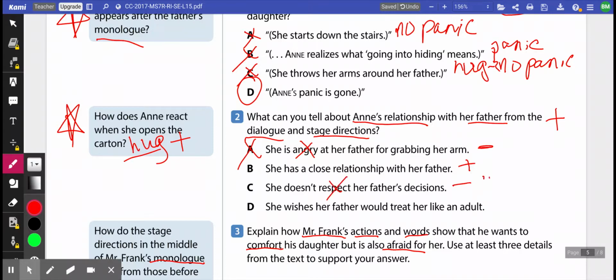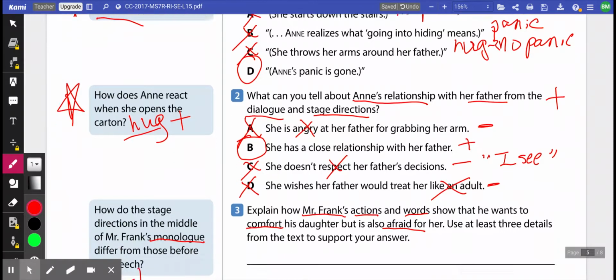She even says, I see, agreeing with him that she can't go outside. She doesn't fight him, doesn't argue. So that can't be our answer. D says she wishes her father would treat her like an adult. There's nowhere in the text, that's also kind of negative, that she thinks this at all. That's not even part of the play. So that leaves us with our best answer and only positive one to go along with a relationship with her dad as B. And then we're going to get down to number 3.